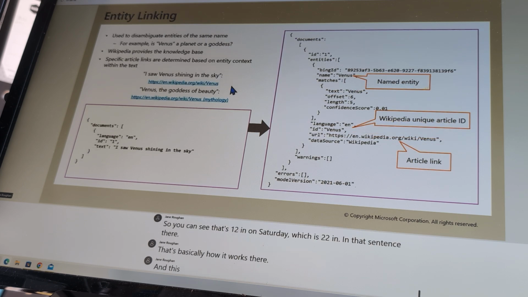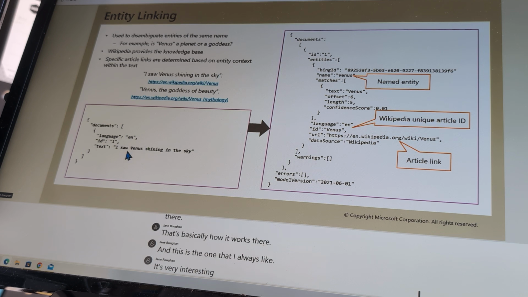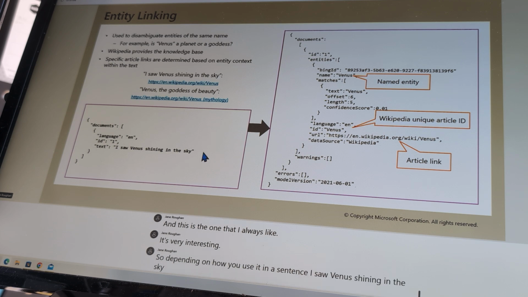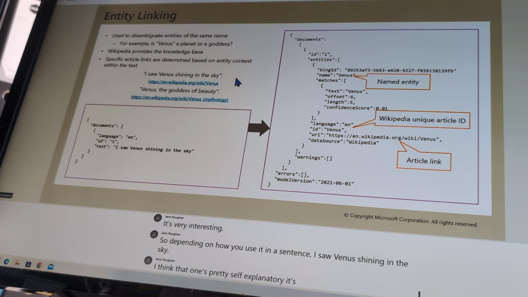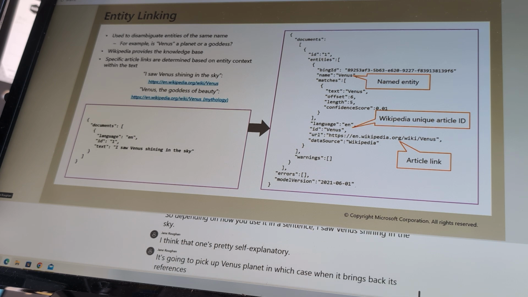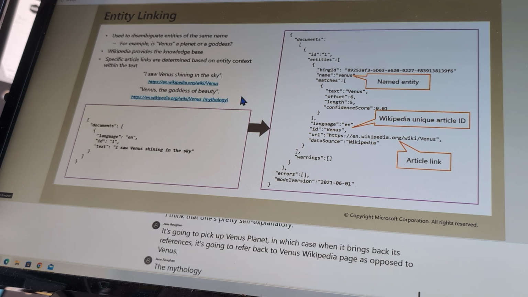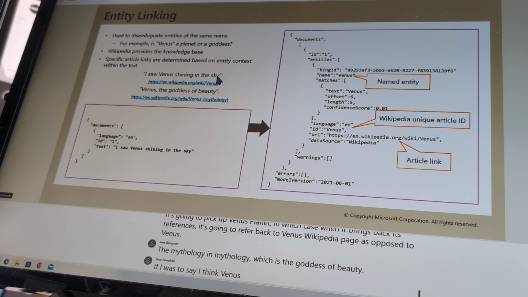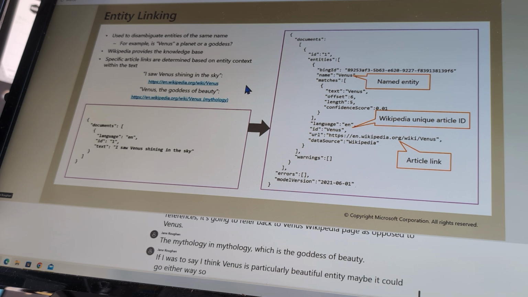And this is the one that I always like. It's very interesting. So depending on how you use it in a sentence, I saw Venus shining in the sky. I think that one's pretty self-explanatory. It's going to pick up Venus planet, in which case when it brings back its references, it's going to refer back to Venus Wikipedia page, as opposed to Venus, the mythology, which is the goddess of beauty. If I was to say I think Venus is a particularly beautiful entity, maybe, it could go either way. So it just depends on how you say it.